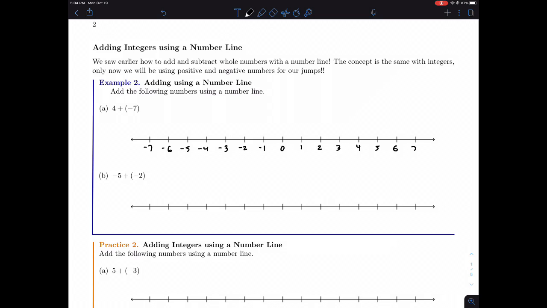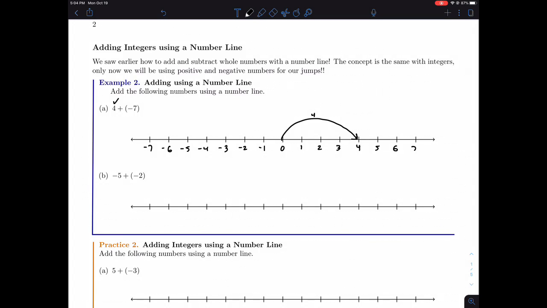And so in this case, we're not using the point method. We're definitely using the arrow method to represent our addition. So we're going to plot the first number first. +4 means we're going to start at 0 and jump 4 to the right. So this is our jump of 4.